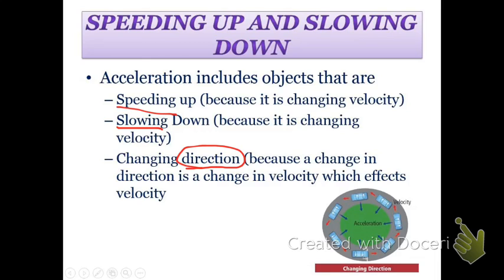So keep in mind that even though something may go at a constant speed, like 10 meters per second, if it changes direction, it still would be having a change in velocity because of the fact that it's changing direction. This picture down here would be a good example of that. It's going around in a circle. Even if it was going around in that circle at a constant speed, it would have a change in velocity because of the fact that it's changing direction.